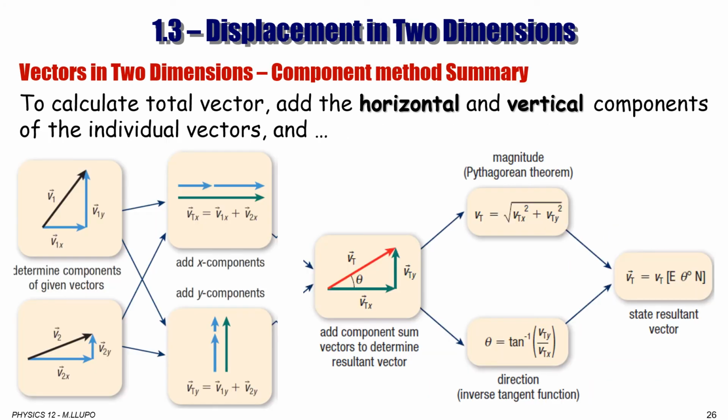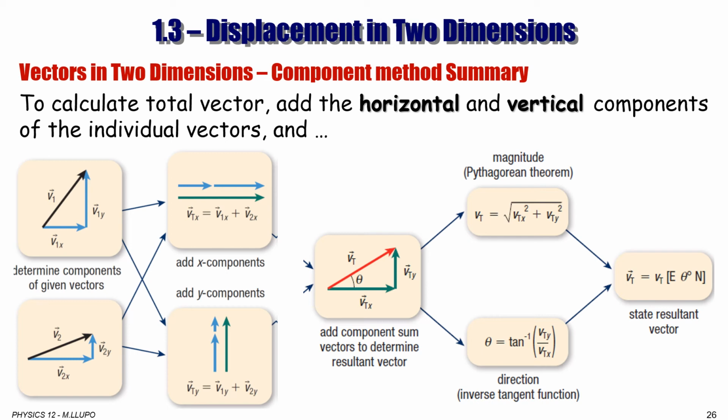Here is a graphical summary of adding two vectors using the component method. We already did many examples, but let's review it. You can add two or more vectors, so you do the same thing for each of them. You resolve those vectors into components x and y, and then you add all x components together and add all y components together.